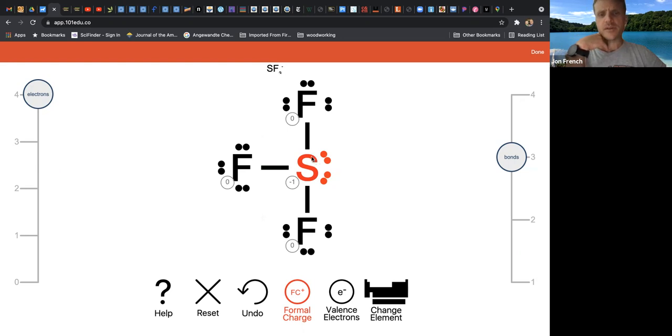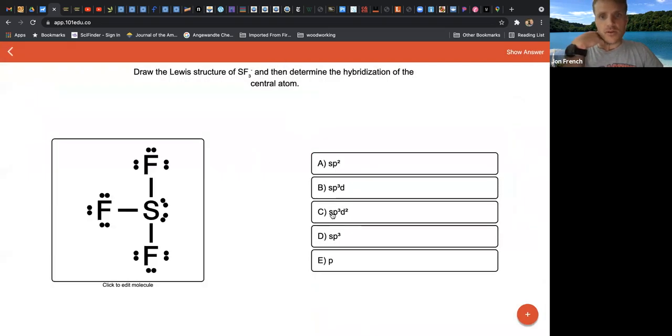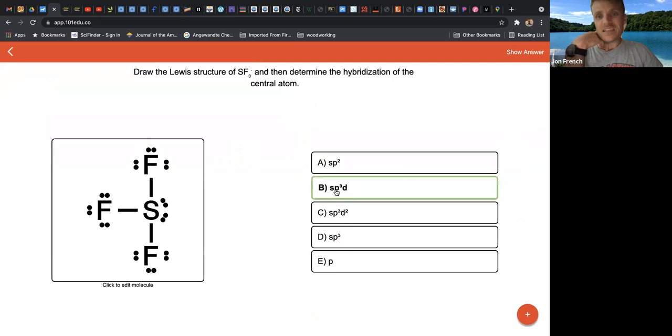So now for our hybridization, I've got 5 domains. So to have 5 domains, I need 5 hybrid orbitals. To have 5 hybrid orbitals, I'd have to mix together 5 atomic orbitals. So that's 1 s orbital, 3 p orbitals, that's 4, and 1 d orbital. Blending those all together would give me 5 hybrid orbitals that would all be sp3d in hybridization. So the central sulfur would be sp3d.